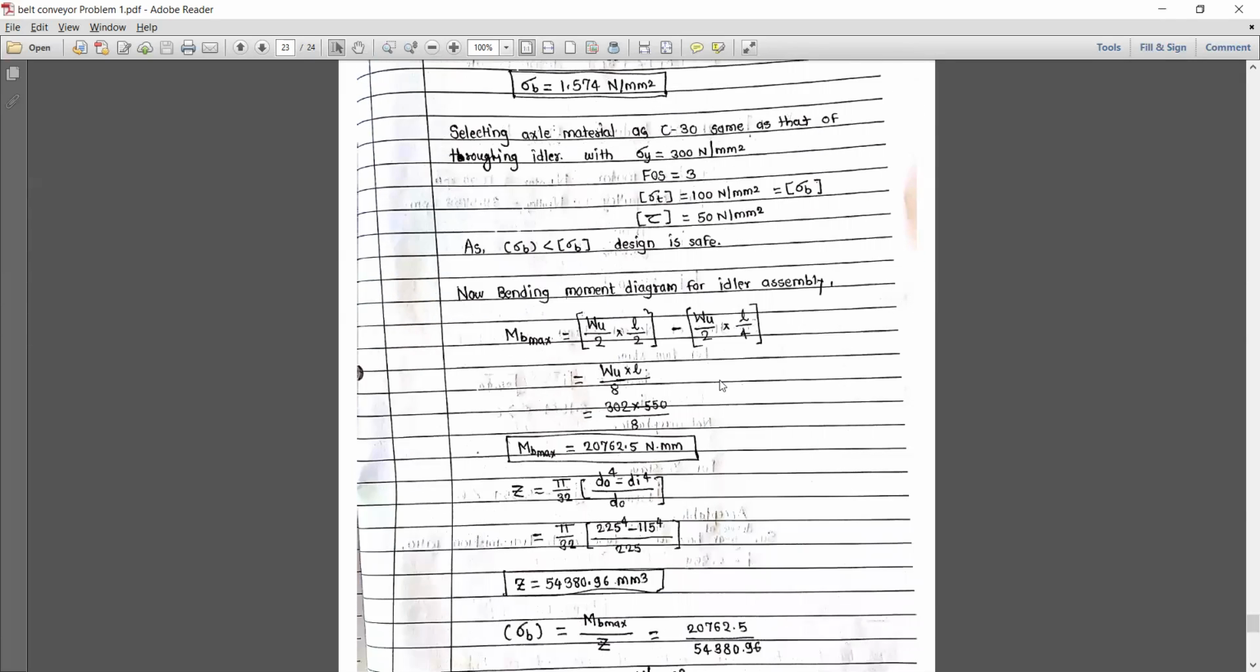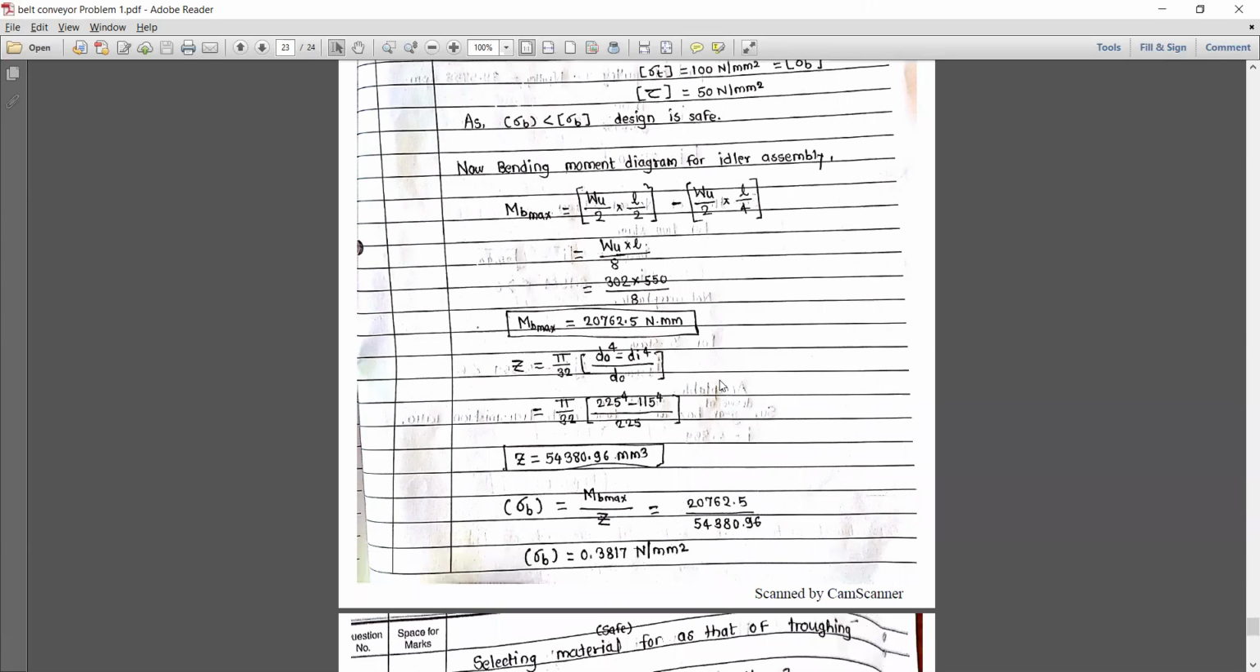The material considered is C30. We know the design sigma B is 100 Newton per mm square and the induced is 1.574. When we compare these two stresses, what do we get? The design stress is very high as compared to the induced, so our design is safe.